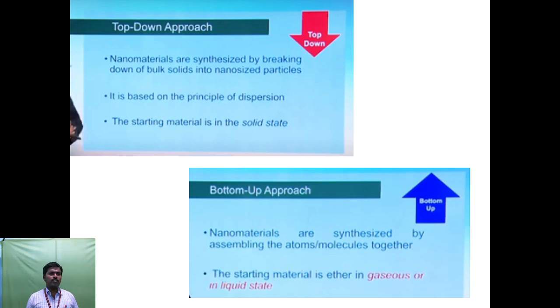In the top down approach, nanomaterials are synthesized by breaking down bulk solids into nano-sized particles. This is based on the principle of dispersion. The starting material is in the solid state. In the bottom up method, nanoparticles are synthesized by assembling atoms or molecules together. The starting material is either in the gaseous or liquid state.